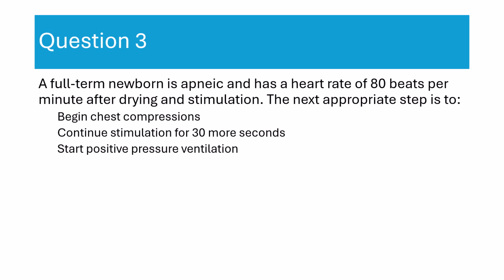This question is testing your knowledge of intervention indications based on assessment findings. Positive pressure ventilation is indicated when a newborn has apnea or a heart rate below 100 beats per minute despite stimulation. Beginning chest compressions is incorrect because they're only indicated when the heart rate is below 60 beats per minute despite effective ventilation. Continuing stimulation is incorrect because the baby has already received initial stimulation and now requires ventilation support.